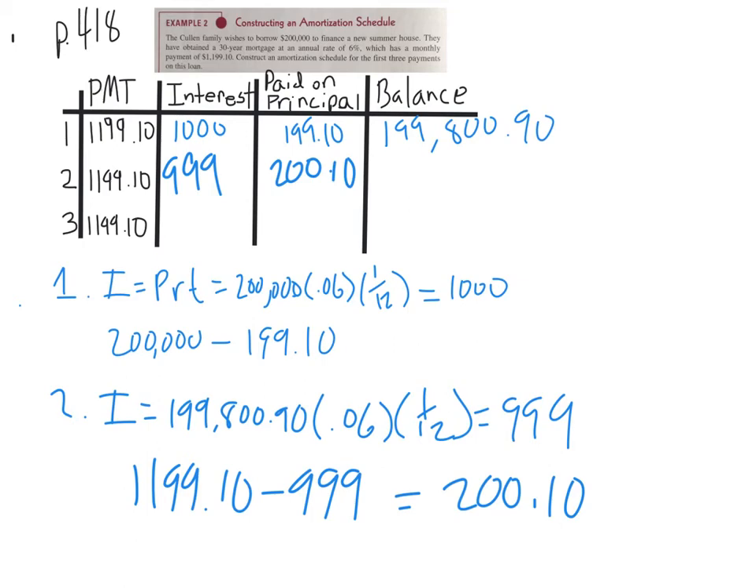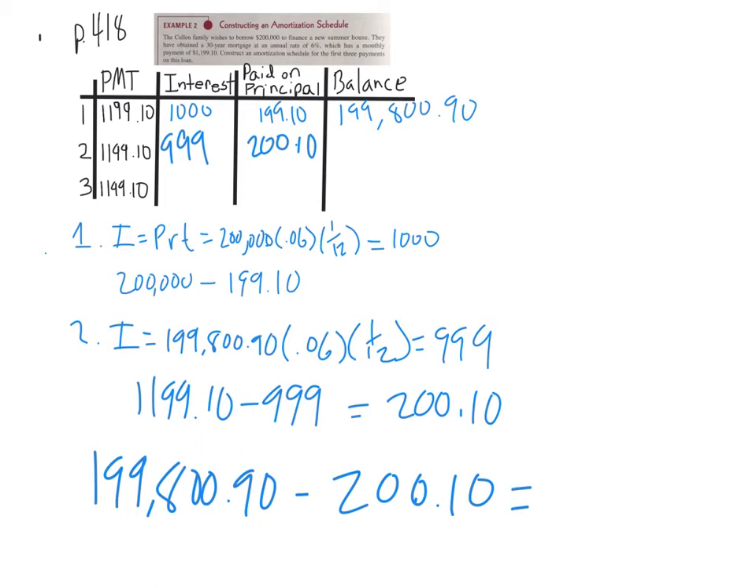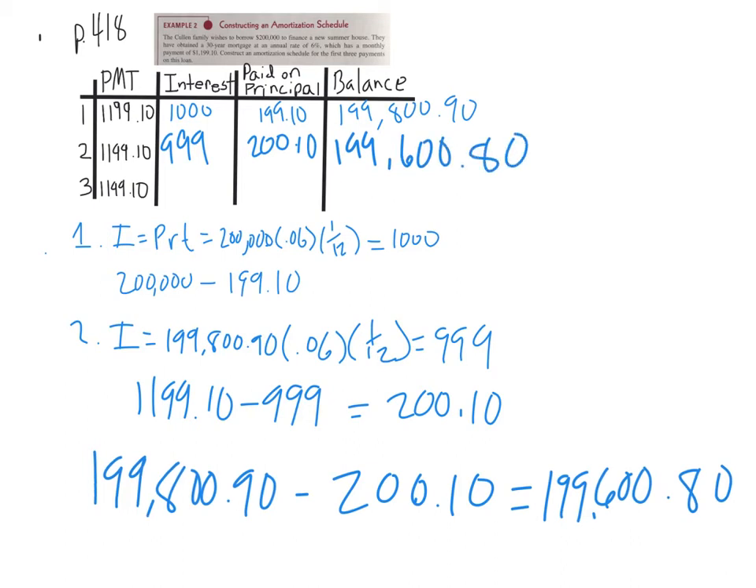So now we'll take that $210 and we will subtract it from our balance. So $199,800 was our balance, and $210 of our payment is going towards that balance. Oops. So that will give us a new balance of $199,600.80, which is what goes up here. All right, I'm running out of room, and it's kind of a pretty boring thing to do, I'll be honest. But there you go. There's the first 2 lines.